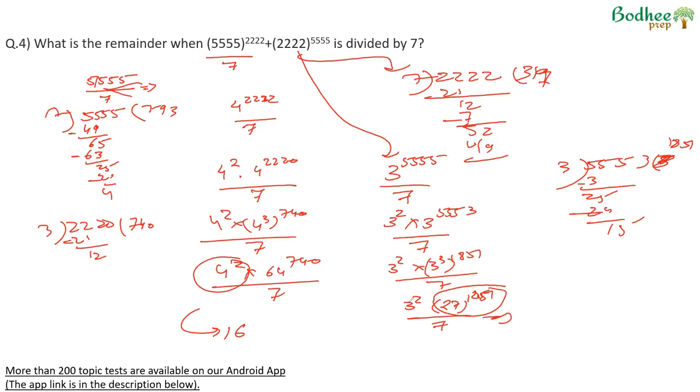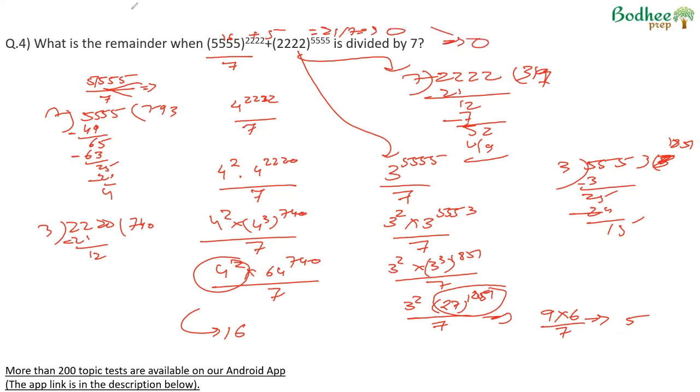So we can say 3 square is 9. Because of minus 1, the remainder is 6. 9 into 6 is 54, and 54 divided by 7, since 7 sevens are 49, leaves a remainder of 5. So from the first part, the remainder is 16, and from here, the remainder is 5. 16 plus 5 is 21, and 21 divided by 7 is 0. So for this entire thing, the remainder is 0.